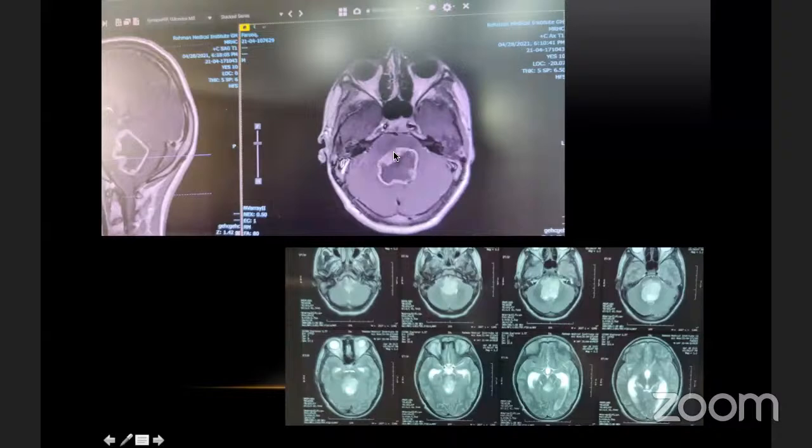So any idea about this scan? Who would like to explain? What are the differentials you're looking at in this scan? So this is a young boy who had visual problems and had gait disturbance. There was no vomiting involved, but he had nausea. So who would like to explain the scan?